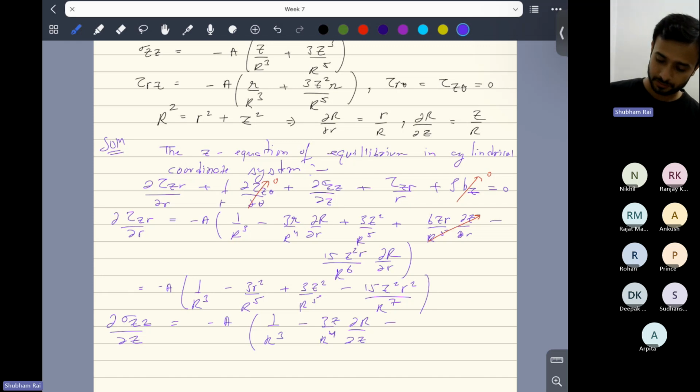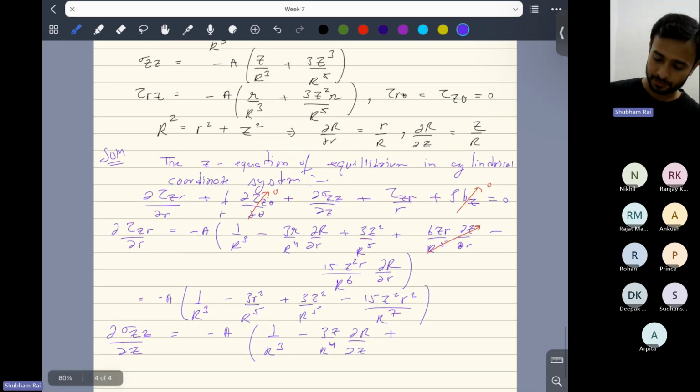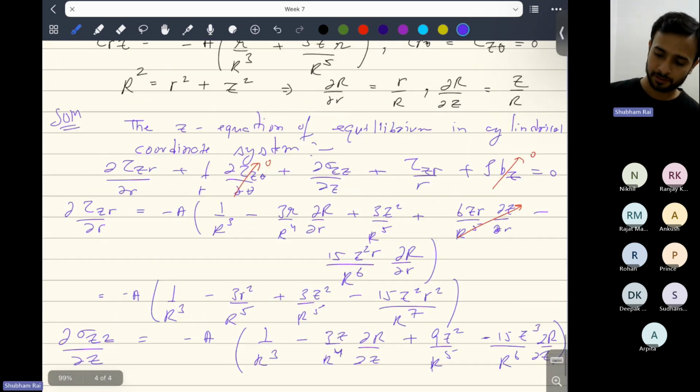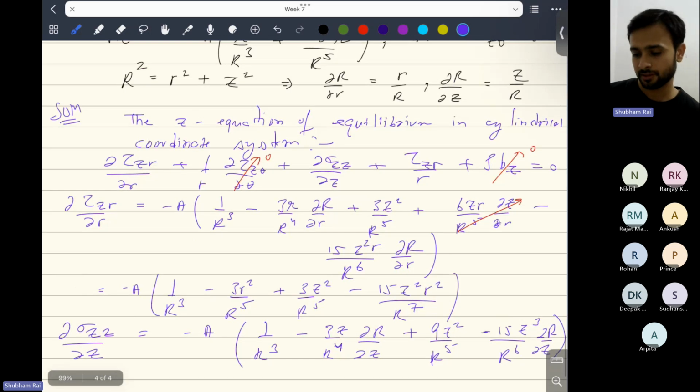So you have plus, to differentiate with respect to z, you get 9z squared over r to the power 5, and now you have to keep z as it is and differentiate r to the power 5 with respect to z, so that will be minus of 15 z cubed over r to the power 6, and here you have del of capital R by del z. Now if you substitute the value of del of capital R by del z, that will be capital Z by R.